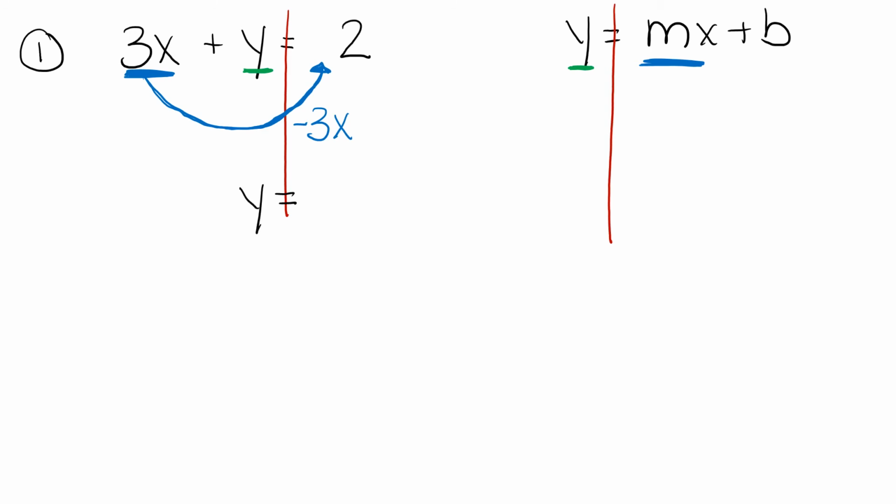So if we move that piece, remember the y value is going to stay. We don't touch that. We've taken the 3x. It's now a minus 3x. And we still have our positive 2 there at the back. This equation is now in slope-intercept form. Y equals mx plus b.